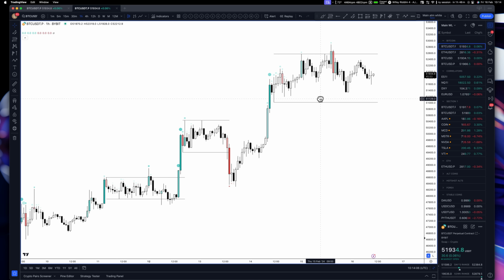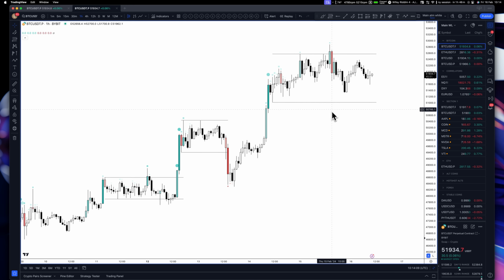But hopefully this has made a lot of sense to you about ranges, trading rotations, trading fake outs, breakouts, and going on from there. You can really look at this.